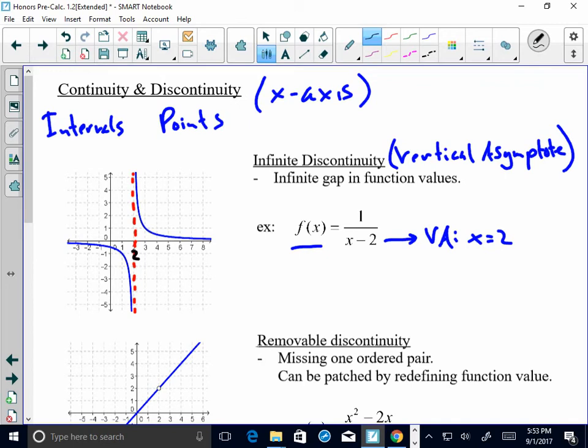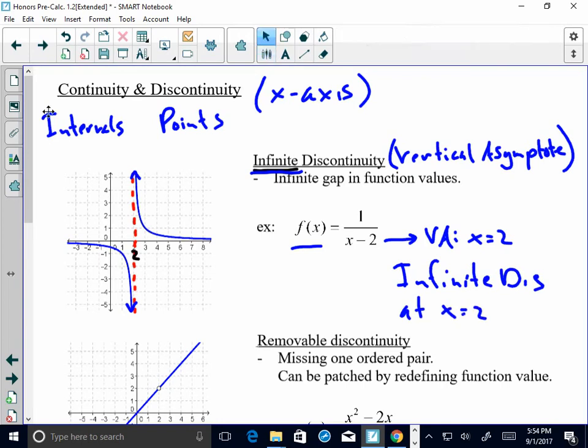When we call this infinite discontinuity, really what we're doing is describing what's happening with the function value. So because as we approach x equals 2 from the right, our function values go up to positive infinity, and as we approach from the left, our function values go down to negative infinity. The function values don't ever end, and so basically we can say that there is an infinite discontinuity there. Now we would just write this as infinite discontinuity at x equals 2.